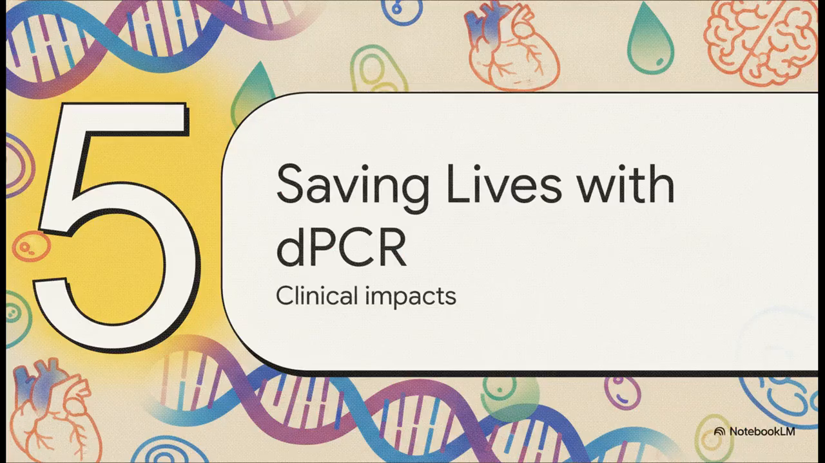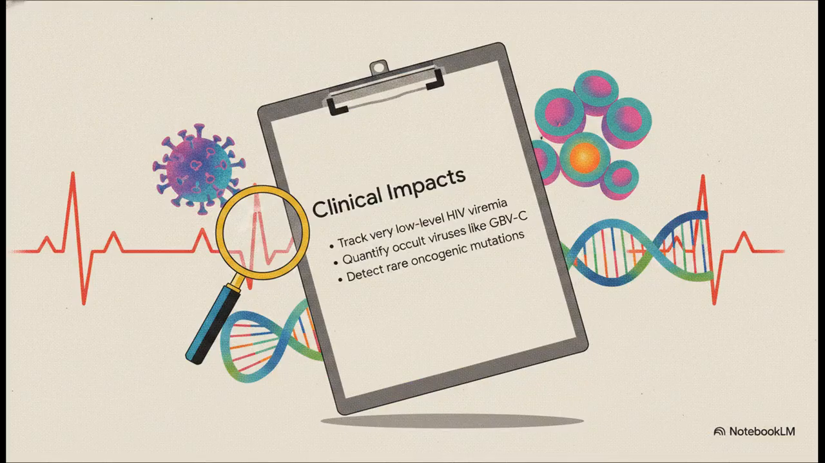Let's bring it back to the real world in Section 5, Saving Lives with dPCR. Because in a clinical setting, absolute precision matters. Standard PCR actually struggles to detect very low viral loads, often missing infections that are below 50 copies per milliliter. But because digital PCR physically isolates the sequences, it completely removes the competition for chemical reagents. This allows doctors to accurately track very low-level HIV viremia, which can actually predict if a patient's antiviral therapy is failing long before traditional tests ever catch it. It also lets us quantify occult, or hidden, viruses like GBVC.